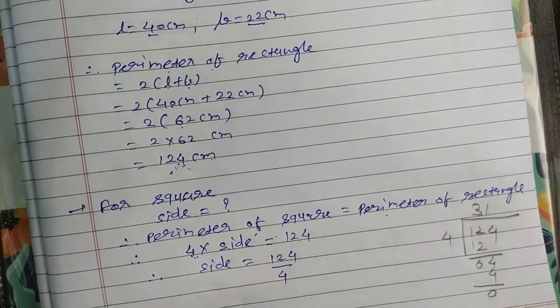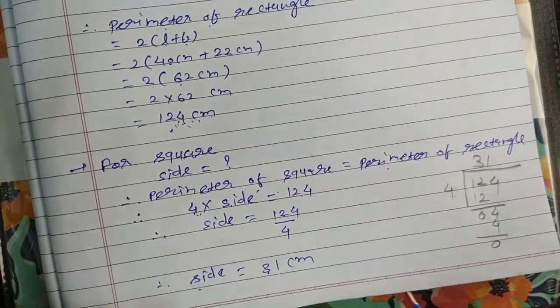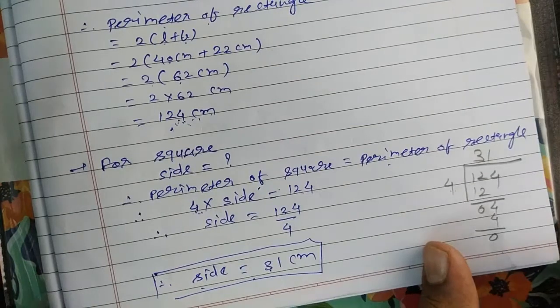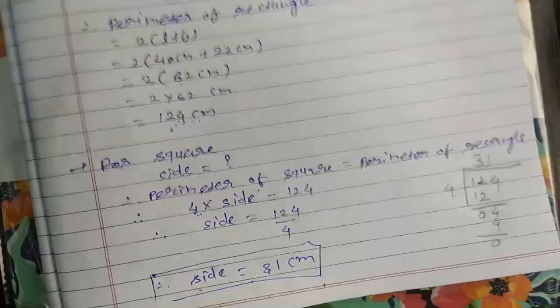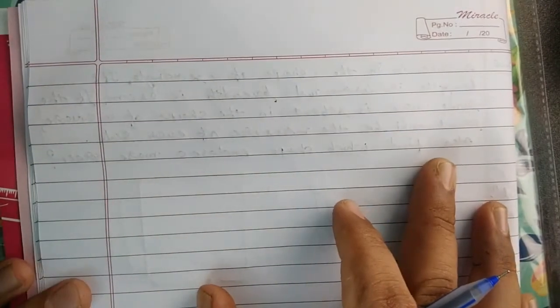So 124 by 4 is nothing but 31. So the length of the side is 31, and what is the unit? Unit is centimeter. Side is equal to 31 centimeter. This is the length of a side of a square. So we have found the side, 31 centimeter. Now we have to find the area of the rectangle and the area of the square for comparison.